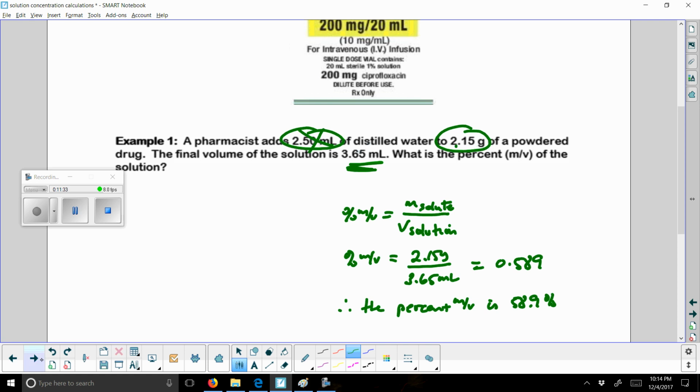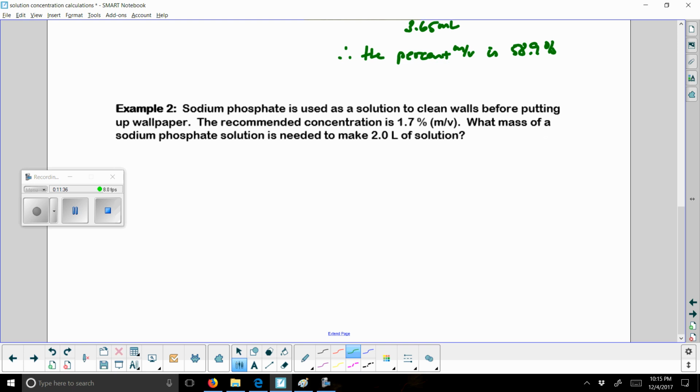Okay, let's do one more quick example for this. Sometimes we have slightly different things. So what I have here is sodium phosphate. It's a solution to clean walls. It's commonly used by painters. And here the concentration is 1.7% mass volume. I want to know what's the mass of sodium phosphate needed to make a 2-liter solution.